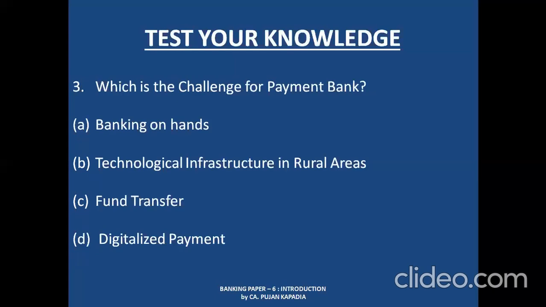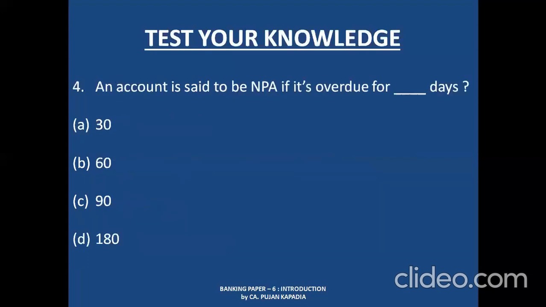The third question was, which is the challenge for payment banks? Which is the limitation? In that I have discussed the rural areas. The correct answer is option B, technological infrastructure in rural areas, where we have discussed that if there is a lack of technological infrastructure and facilities which cannot support payment banking transactions, then the purpose of payment banks would fail in rural areas. Fourth is again an easier one.